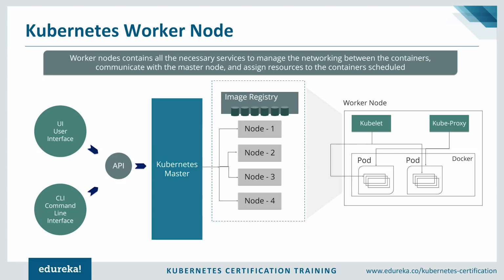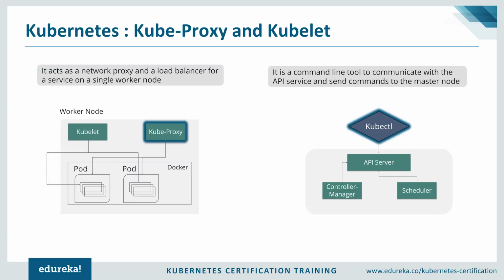Now let's see what the components of the worker node are. As you can see, there are mainly two components of the worker node, that is the kubelet process and the kube proxy. Kubelet is an agent which communicates with the master node and executes on the worker nodes. It gets the pod specifications from the API server, executes the containers associated with the pod, and ensures that the containers described in the pods are running and healthy.